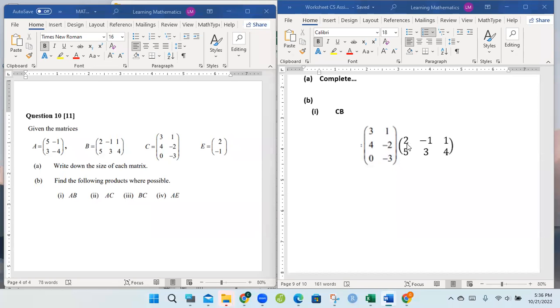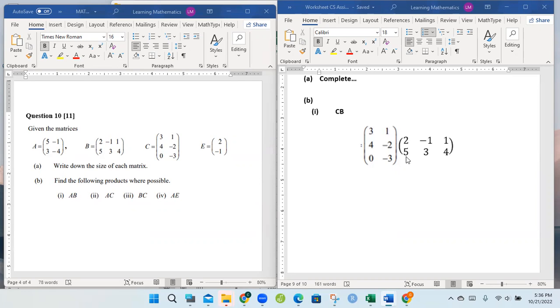So multiplication is possible. Why? Because when we go across, we count 1, 2 elements across, 1, 2 elements come down, so multiplication is possible. Now, what will be the size of the product? Remember we said the result will depend on the number of rows of the first and the number of columns of the second.